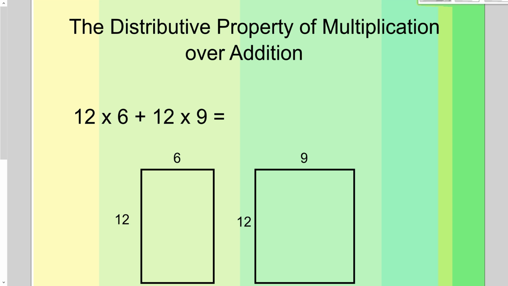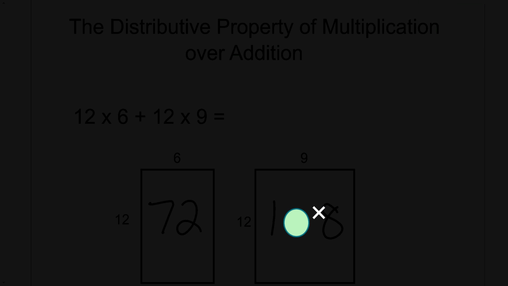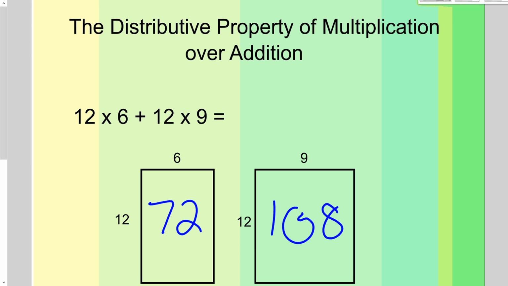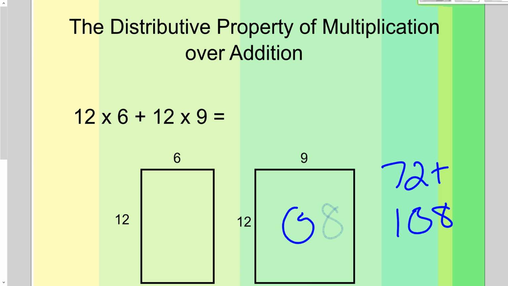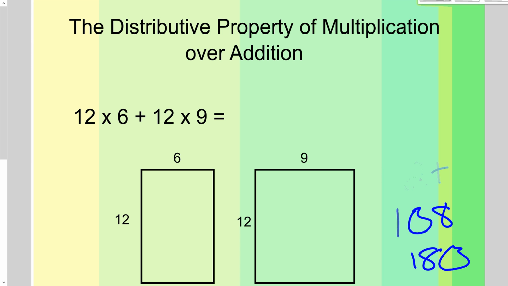Now we know that 12 times 6 is 72. We know 12 times 9 is 108. And then what we could do is we could add our two numbers, 72 and 108, and we would get 180 as our answer. So the final answer would be 180.